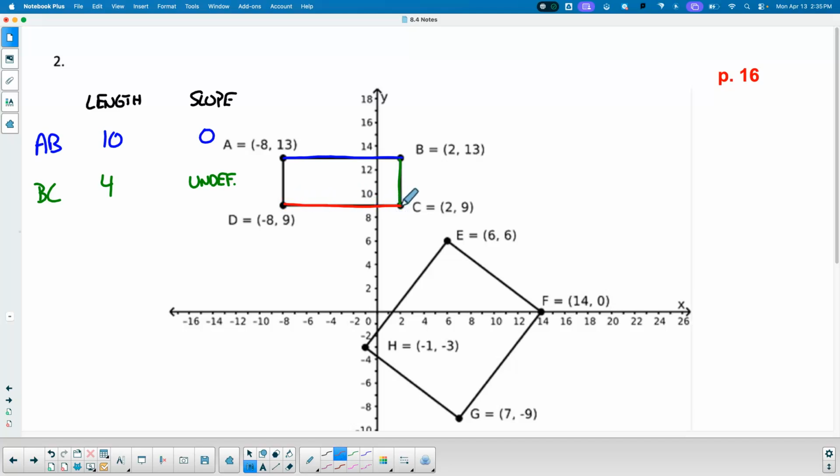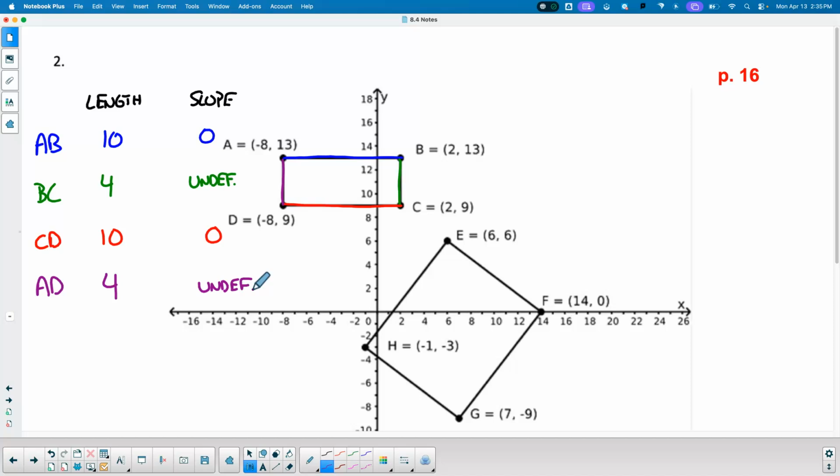CD next. How long is CD? Slope of CD, 0. Okay, now we got two sets. And then AD. How long is AD? 4. Slope, undefined. Do we have a rectangle? Yes. Yep, we do have a rectangle.